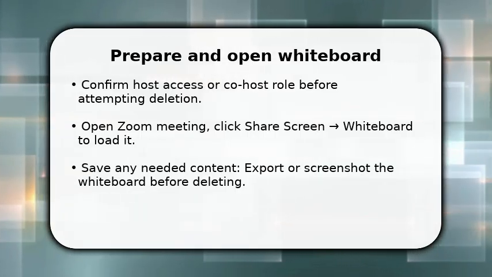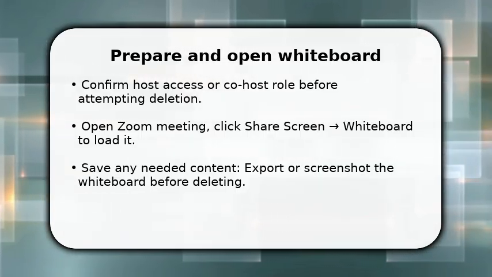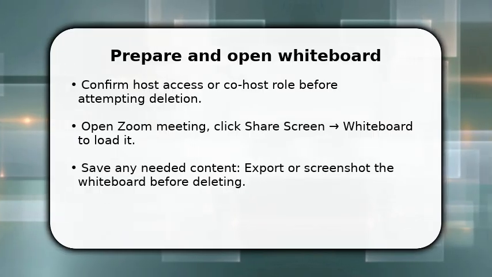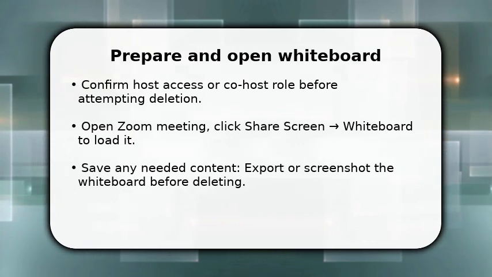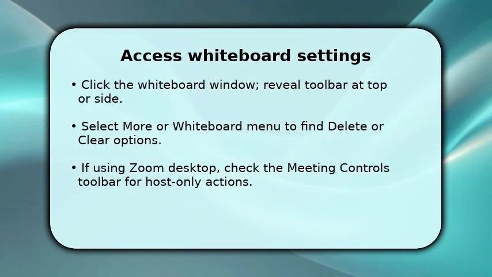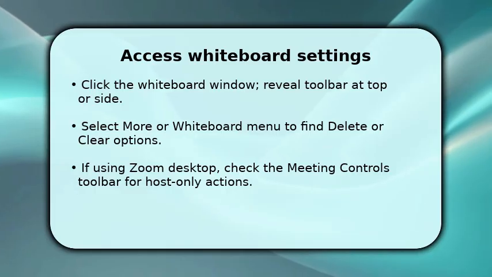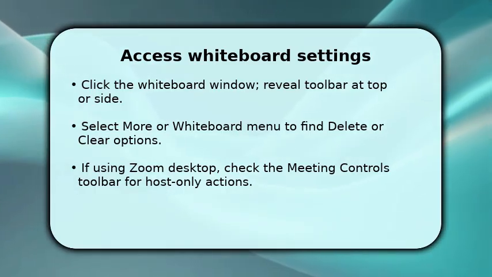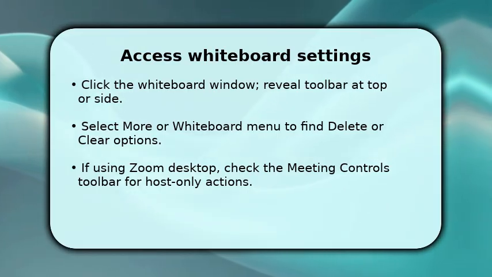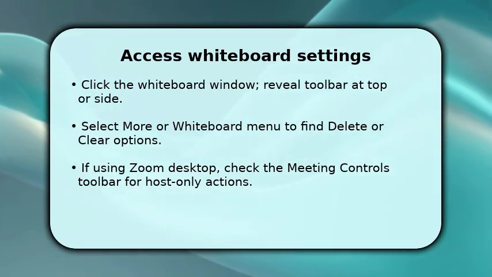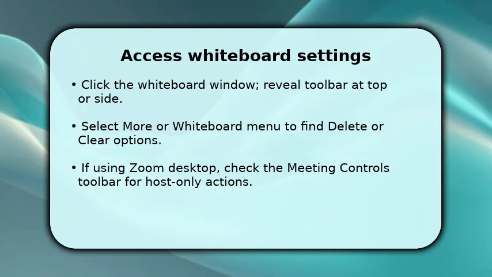You're starting now. Verify role, open the board, and save any files or images you want to keep before proceeding to the removal controls. Next, click directly on the whiteboard to reveal the toolbar. This exposes the More or Whiteboard menu where deletion controls live. Once visible, choose Clear All or Delete Whiteboard depending on your Zoom version. Clear removes content but keeps the board, while Delete removes the board session entirely.